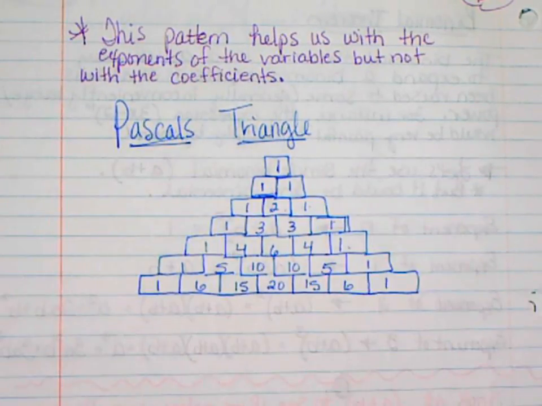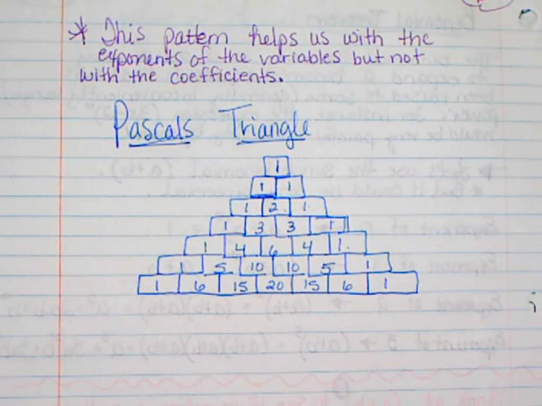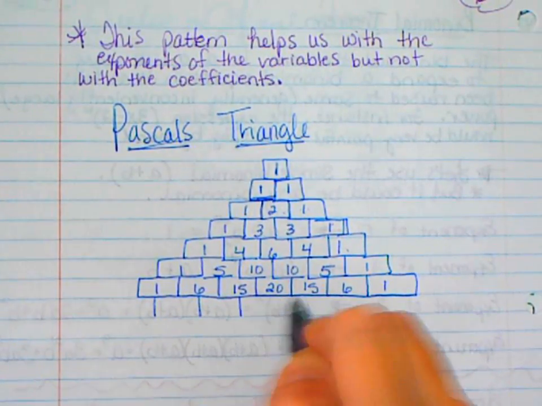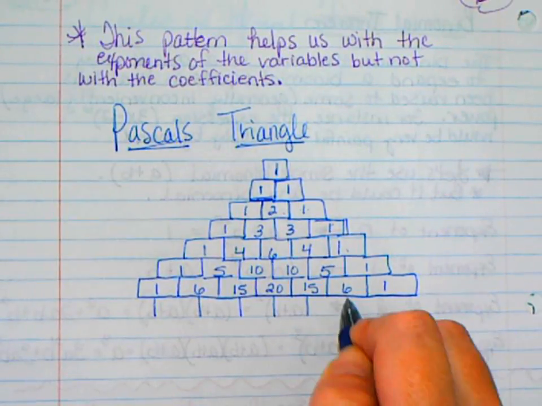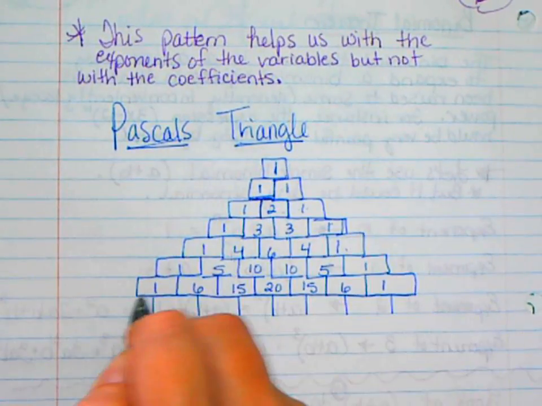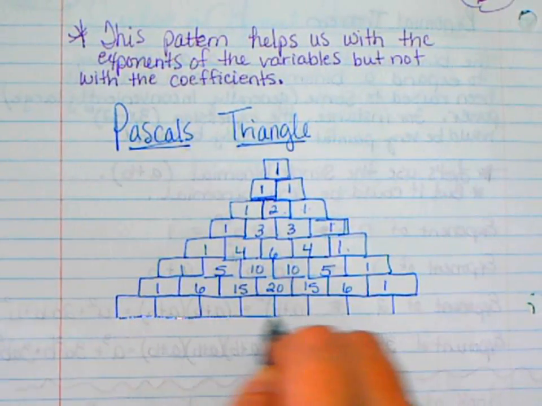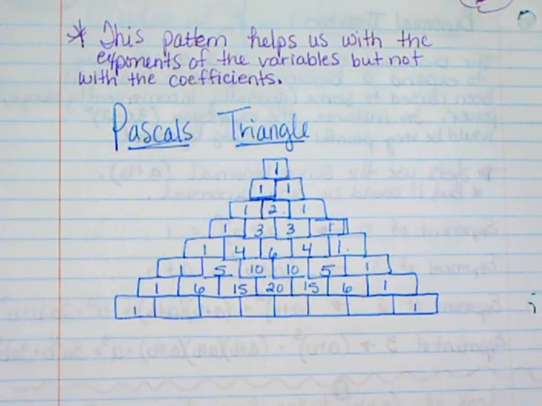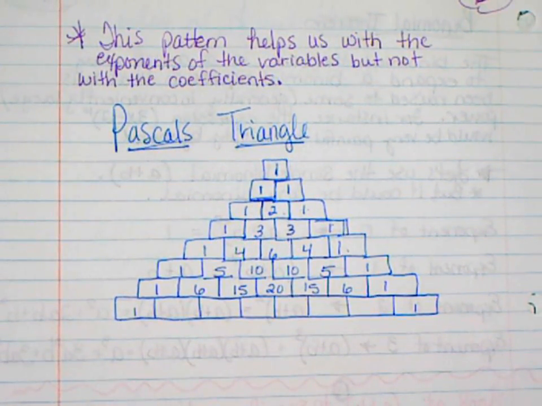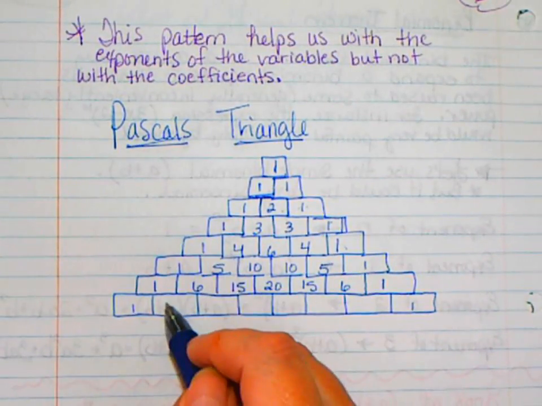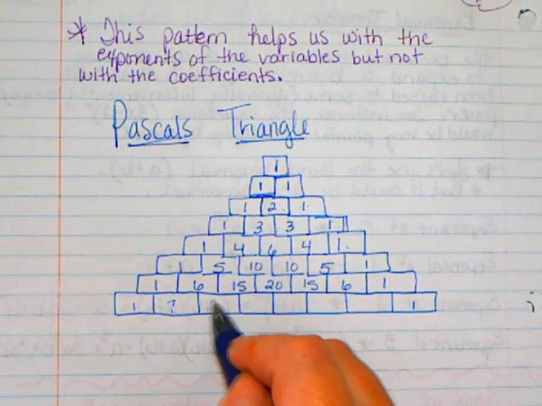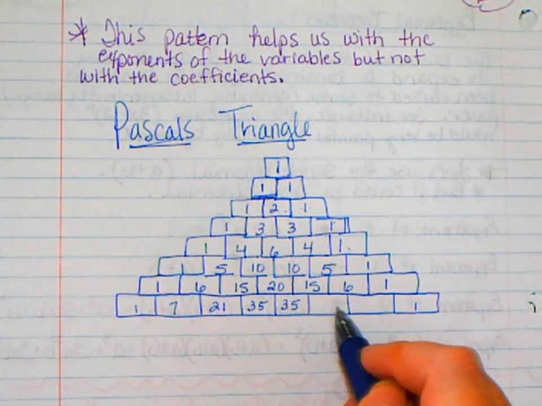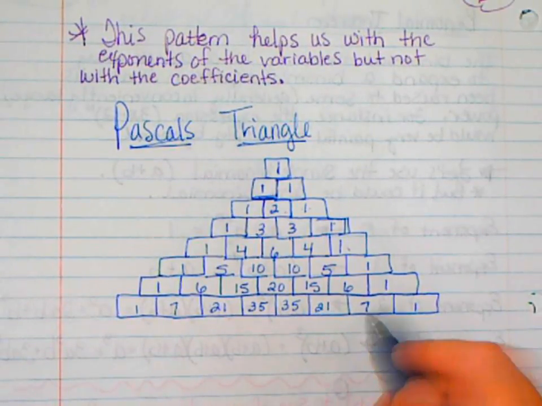One more row. And you can keep going on and on forever. But we're just going to do one more. So I'll have 7, 21, 35, 35, 21, 7, and then the 1 on the end.